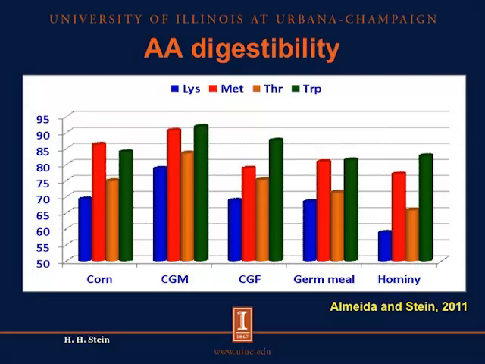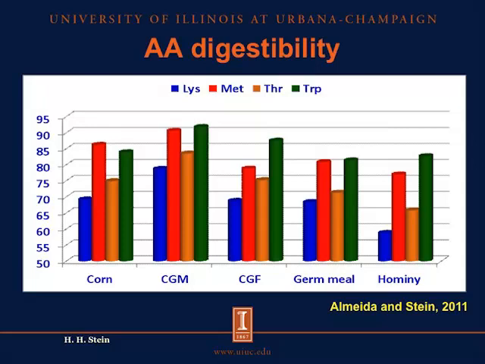The amino acid digestibility also varies among these co-products. The digestibility of lysine is shown here in the blue bars, methionine in the red bars, threonine in the orange bars, and tryptophan in the green bars. And we will see that hominy feed has a lower digestibility of lysine compared with corn, whereas corn gluten meal has a greater digestibility of lysine. The same is true for methionine, where hominy feed and also corn germ meal and corn gluten feed have a reduced digestibility compared with corn, whereas corn gluten meal has a greater digestibility than in corn.